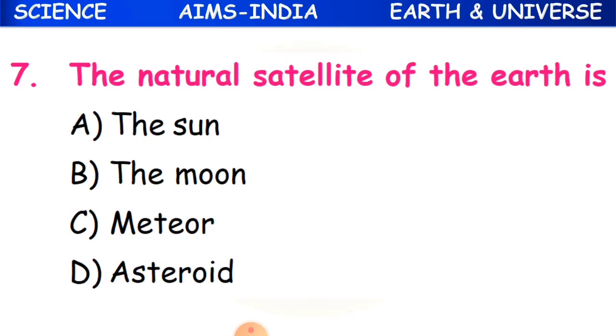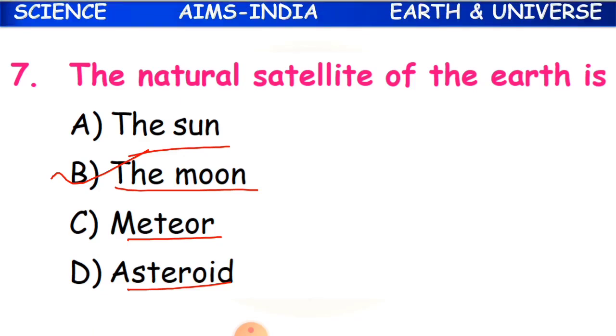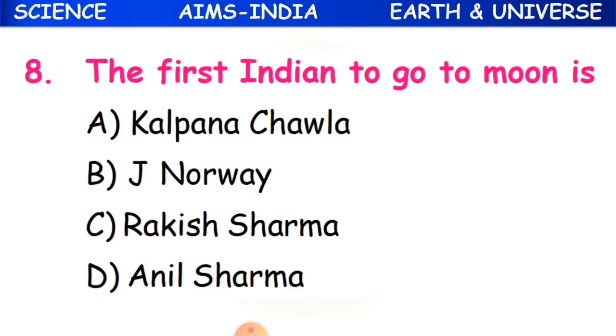Now, the natural satellite of the earth is either the sun, the moon, the meteor or the asteroid. What is the natural satellite of the earth? Yes, the moon. B is the correct answer.